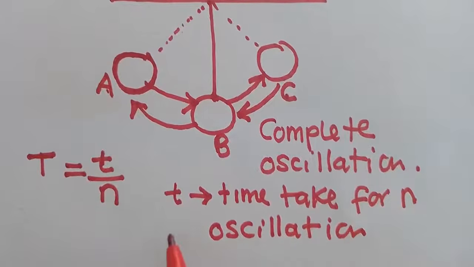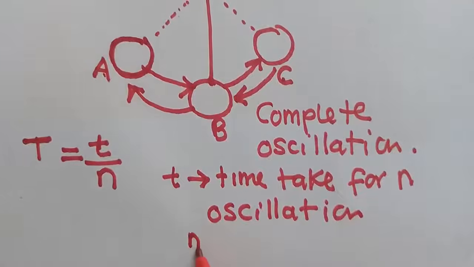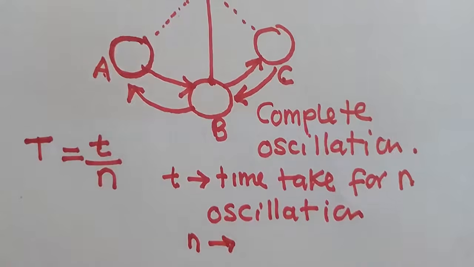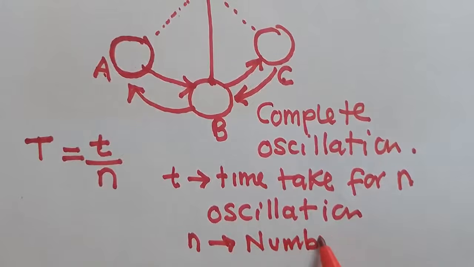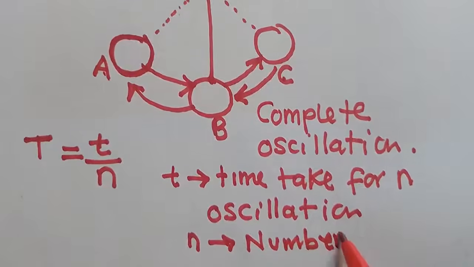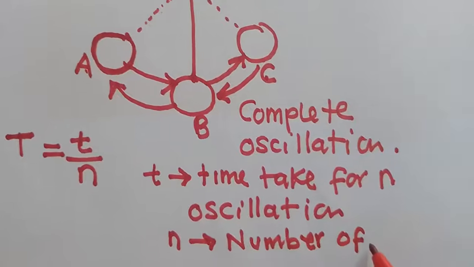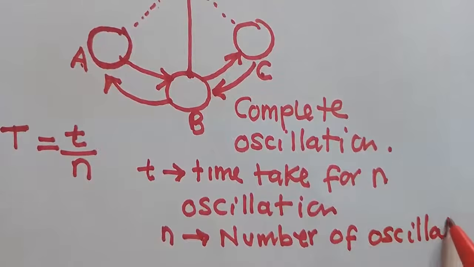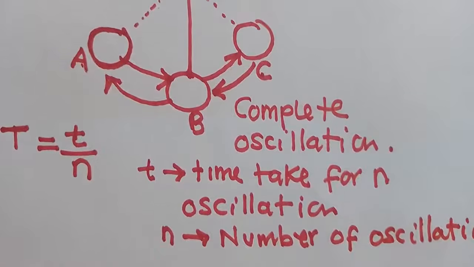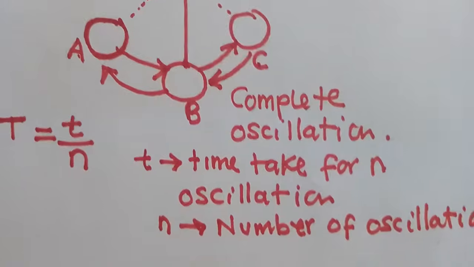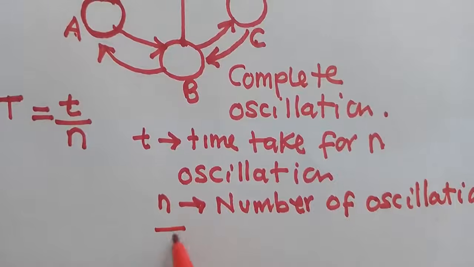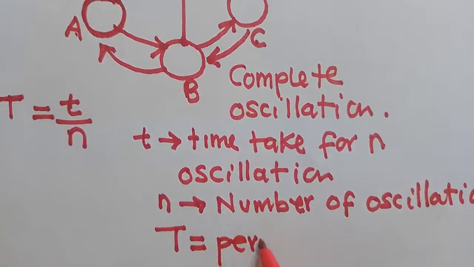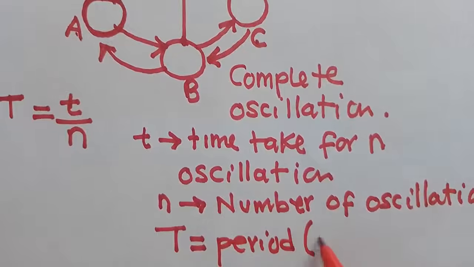Then we move to the n. What is the n there? N is standing in for what? N is the number of oscillations. This is what we get to mean. Then the capital T, as usual, we know, is the one we are finding, which is what? Period. So period is measured in what?